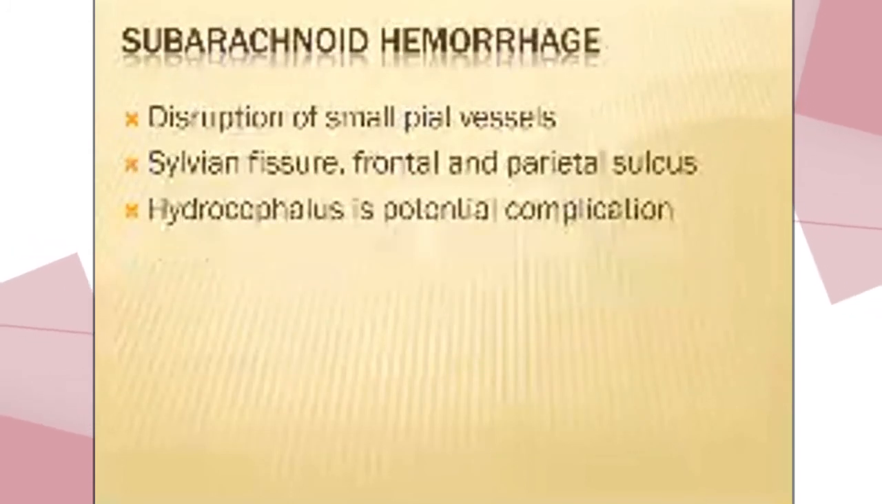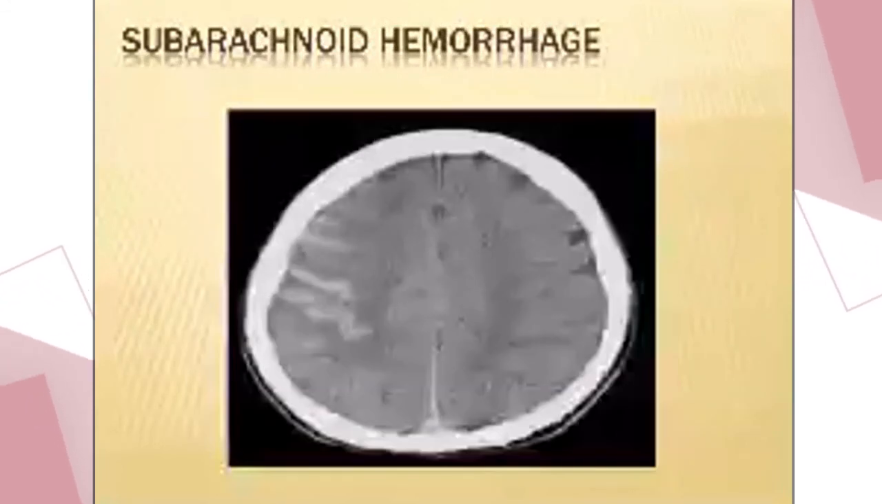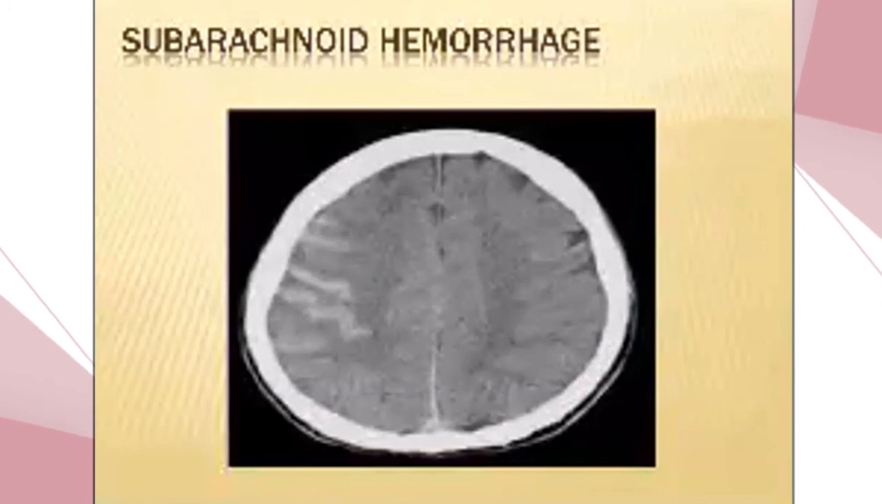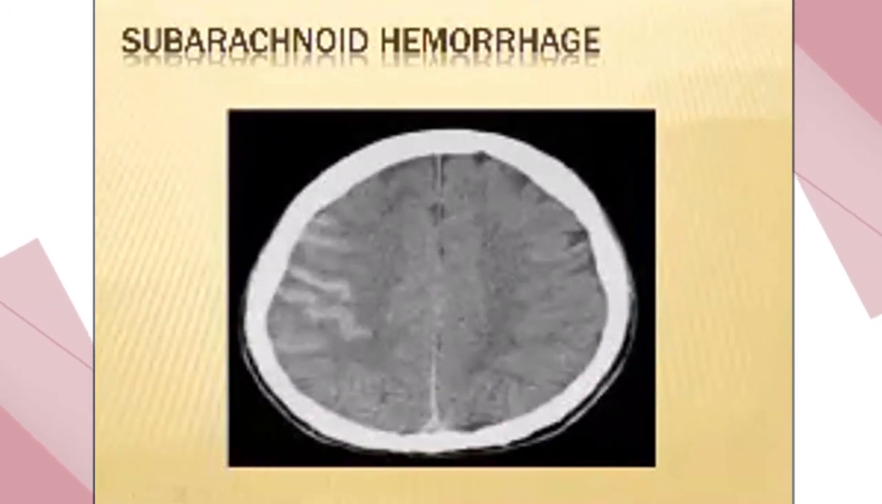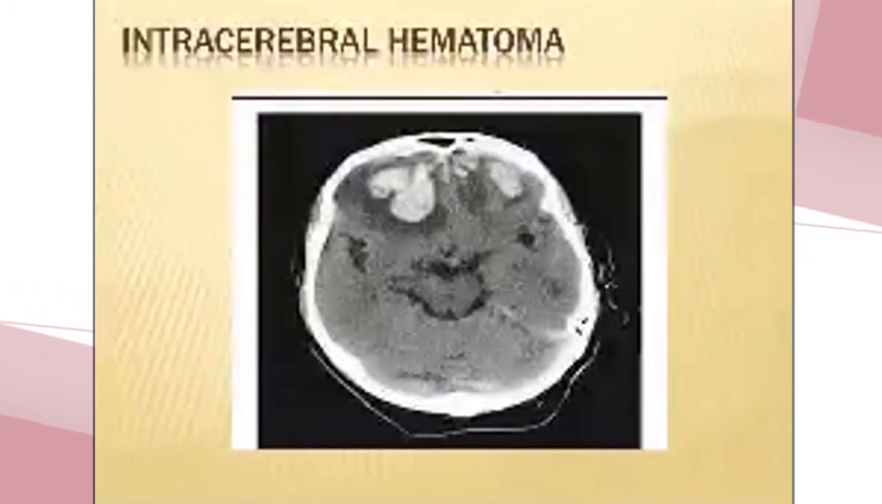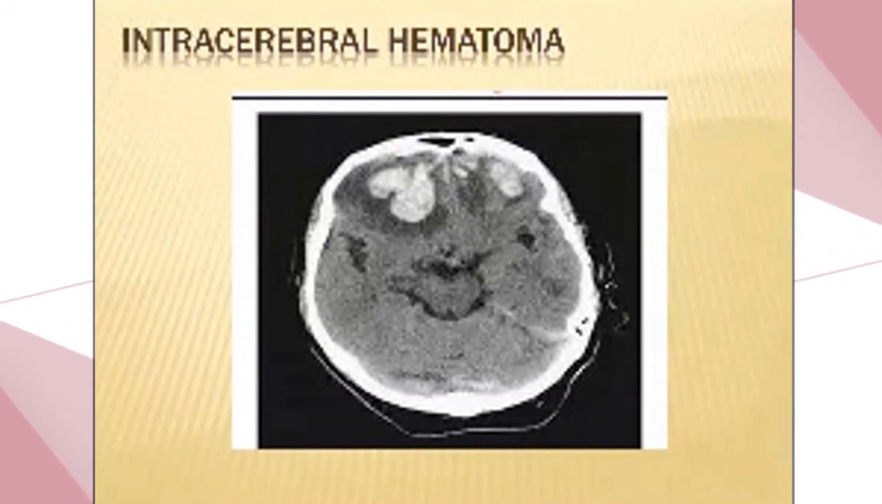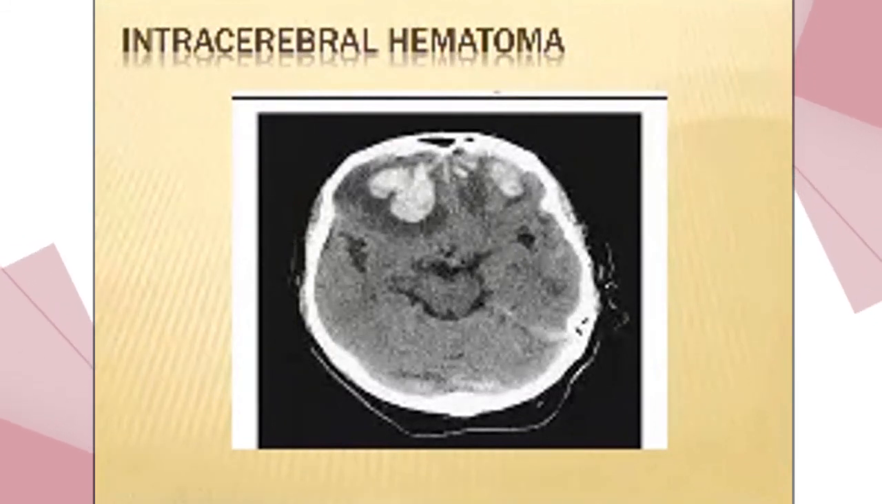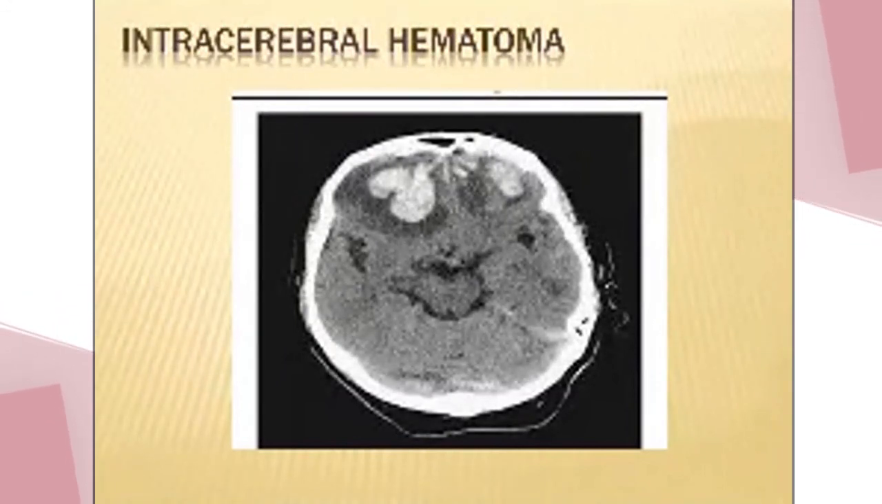Then there is subarachnoid hemorrhage in the sulci of the brain, and it is due to the disruption of the pial vessels. In the intracerebral hematoma, there is blood inside the brain parenchyma, and if it is more than 5 millimeters, we call it intracerebral hematoma. If there is a salt and pepper appearance and we have a mixture of blood and brain, then we call it contusion. That is the differentiating point between intracerebral hematoma and contusions.